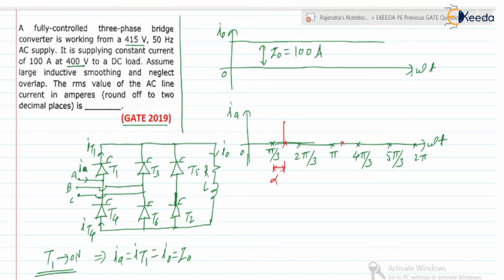So the current will be equal to I0, from π/3 + α to π + α.